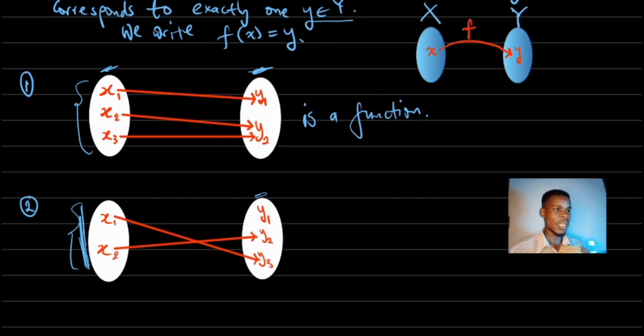Then the second condition is that every element in it must correspond to exactly one element in the second set. So x1 corresponds to y3 only, x2 corresponds to y2 only. So that means this is a function.